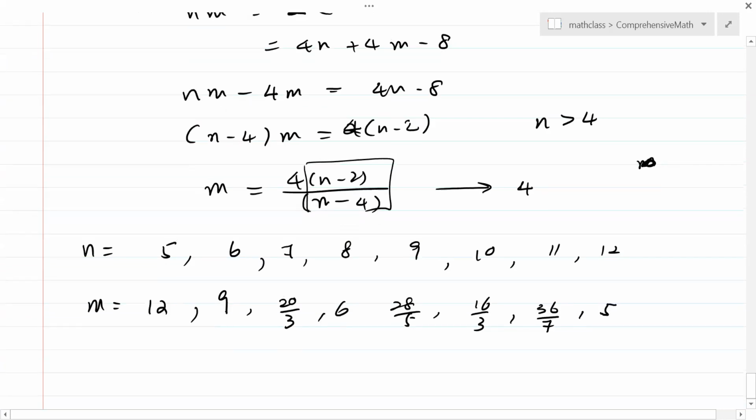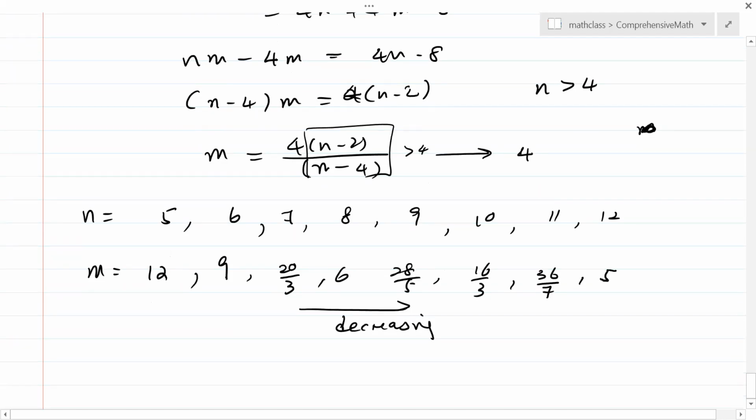The reason is there's no integer between 5 and 4, because M is greater than 4. M is decreasing to 4, but it's always greater than 4, because N minus 2 is greater than N minus 4. So the smallest possible value you can get is 5. It's decreasing to 5, so you stop there.